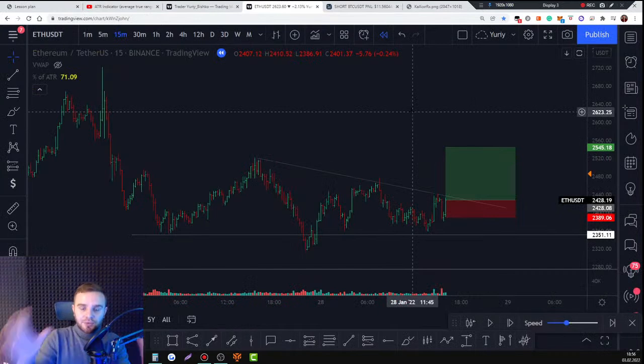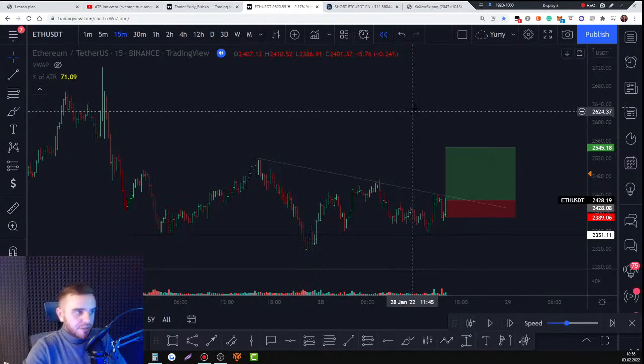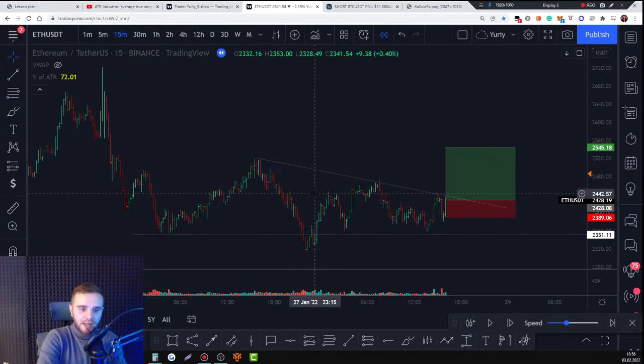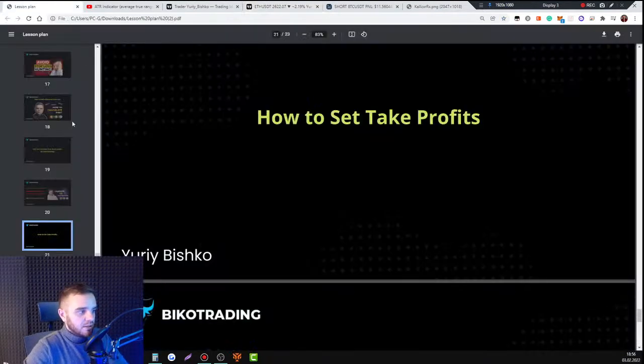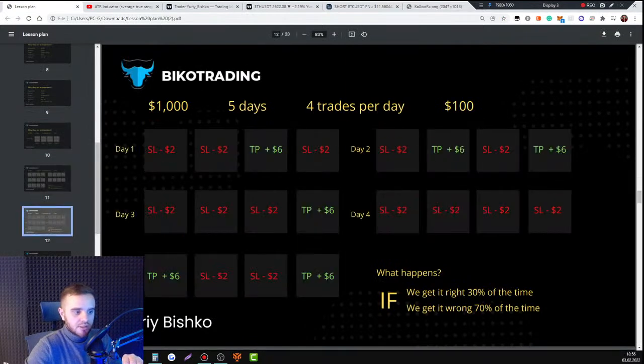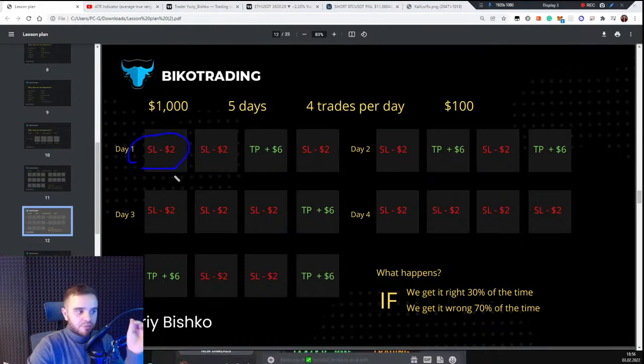We set take profit. I recommend all of you, especially beginners, use mathematical take profit. What does mathematical take profit mean? It is based on risk reward. You set your take profit 3 times bigger. That's it. As we did in our example here, where your stop loss is equal to $2, but your take profit is bigger, $6. That means your take profit is 3 times more than your stop loss.